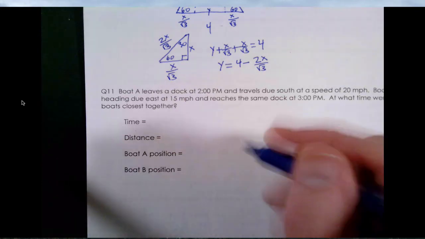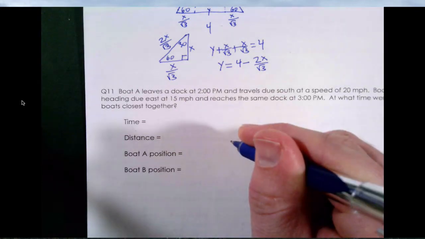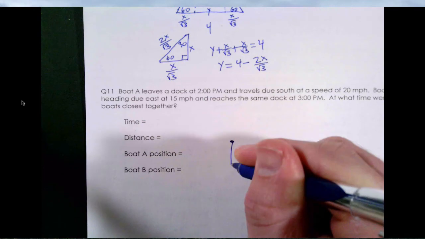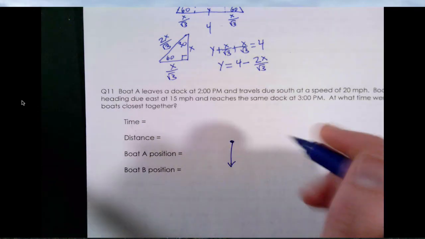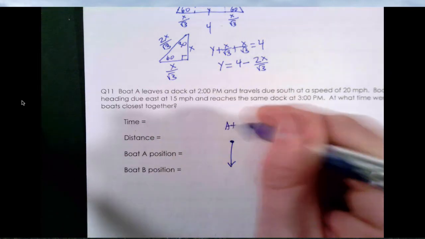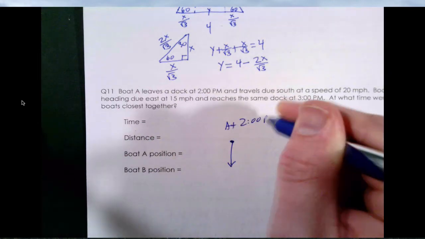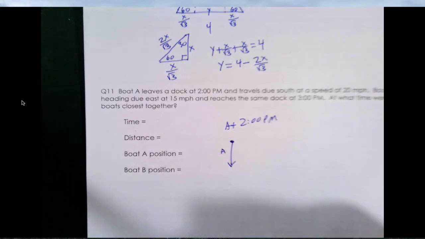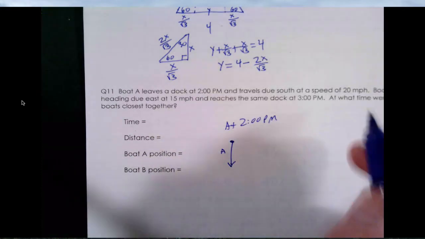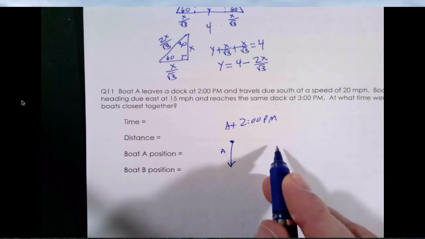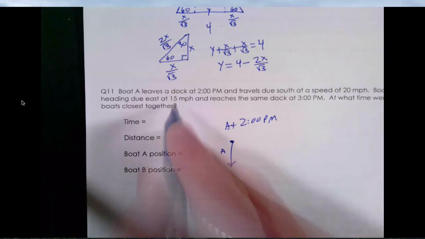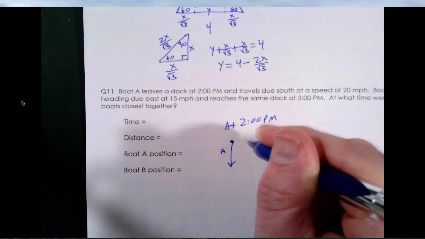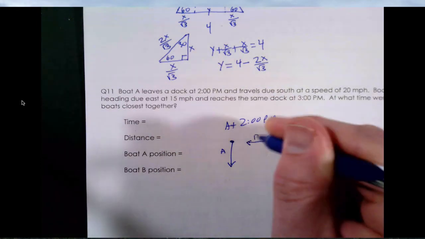So at 2 p.m. we have boat A here, and it takes off this way. This is boat A's path. Now, boat B at that time is heading this way at 15 miles per hour. Boat B is doing this.